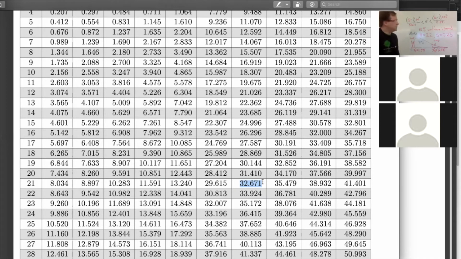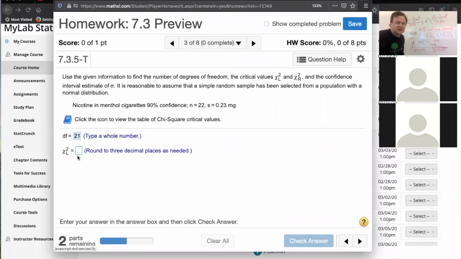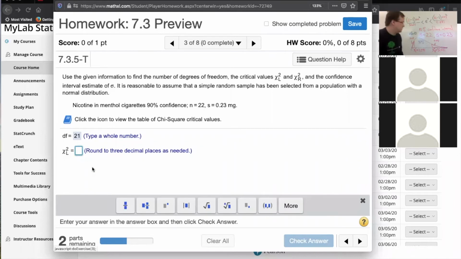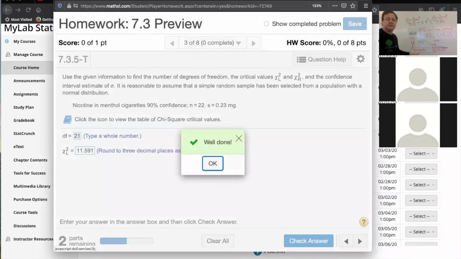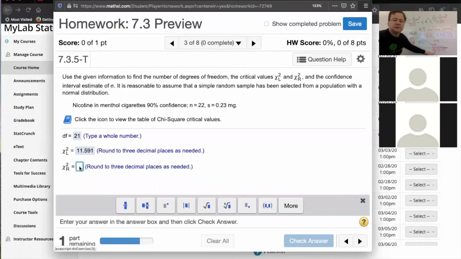And I think the hardest part is just coming up with each of those numbers. Yeah, that is the hardest part. Otherwise, it's okay. In fact, I think I can go ahead and enter some of these. So chi-square L we said is 11.591, and chi-square R is 32.671.